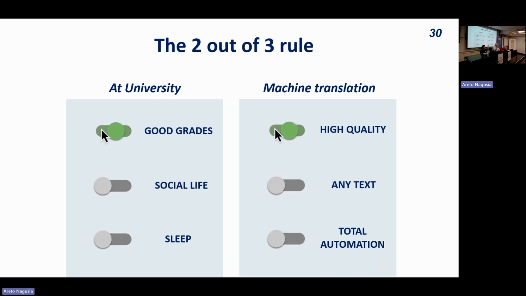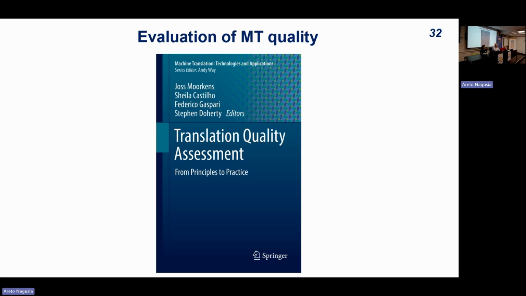So remember these 2 out of 3 rules: machine translation as of today, particularly for minority languages, is like university. I've never come across a fellow student or a colleague who can do all those 3 things at a very high level. One has always got to be compromised somehow, and the same goes for MT.